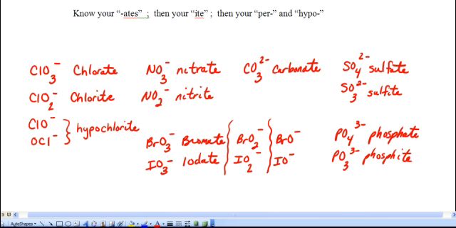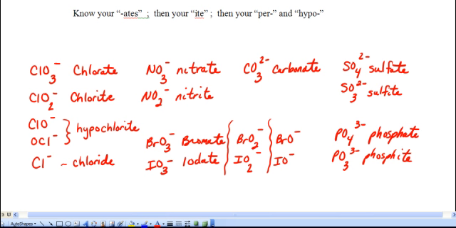Now, if you drop one more oxygen from that, you are no longer a polyatomic ion. If it's just Cl minus, we would simply call that chloride. And again, it's no longer polyatomic. We just have to use the ide ending.